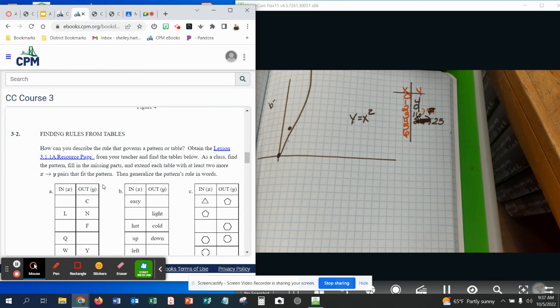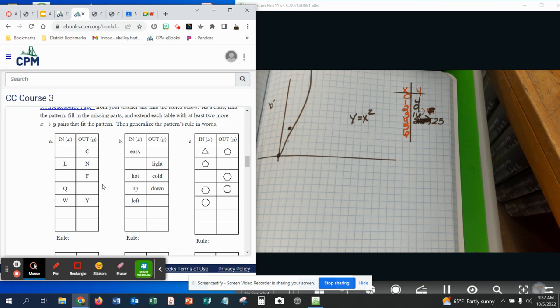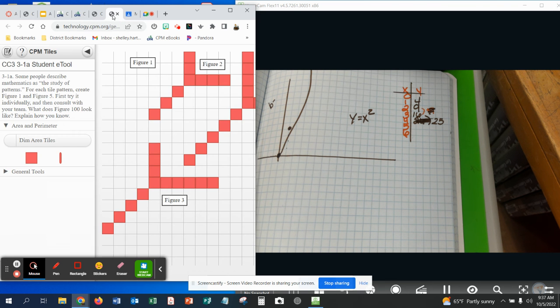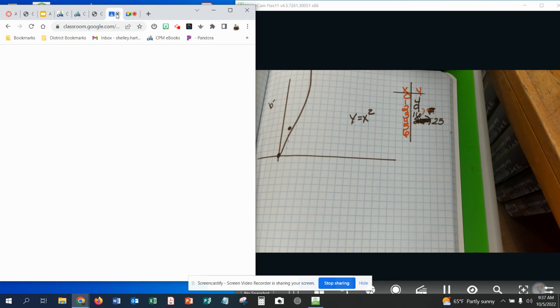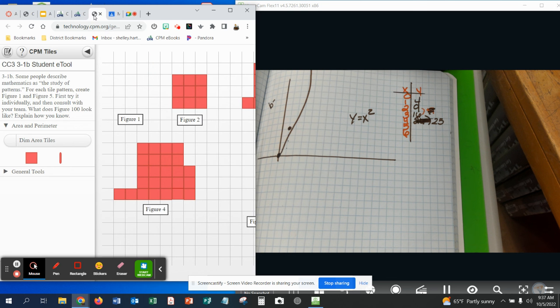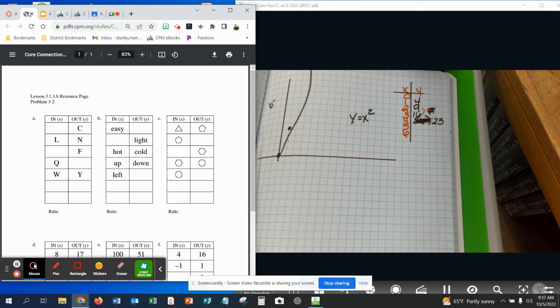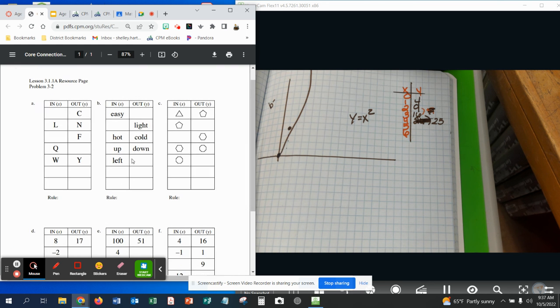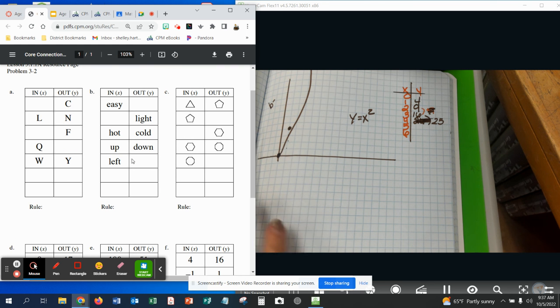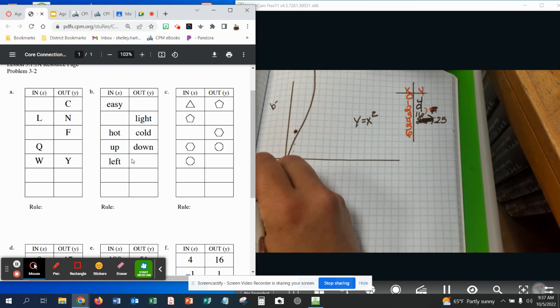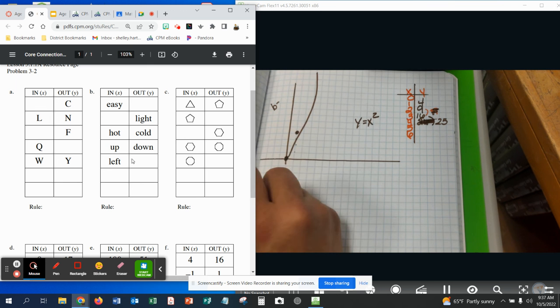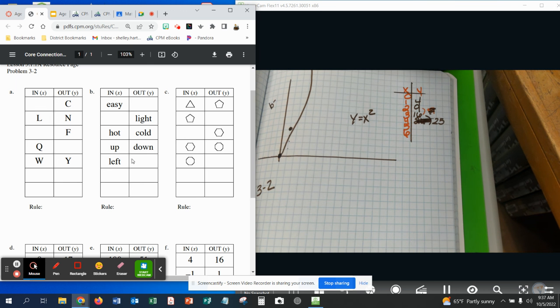Well, actually, we're going to do our resource page or look at the book. So, actually, let me get rid of this. All right, so we've got this resource page. And now we're going to focus on finding the rule. This is problem 3-2. All right, so take a look at what they've given us.